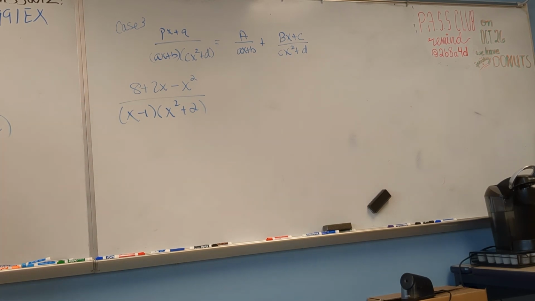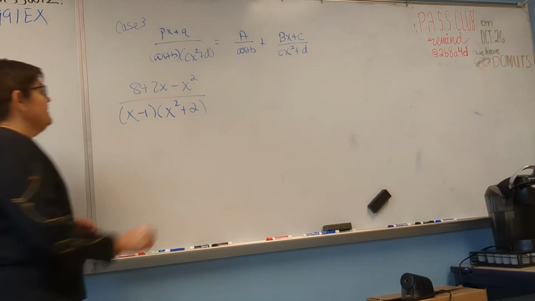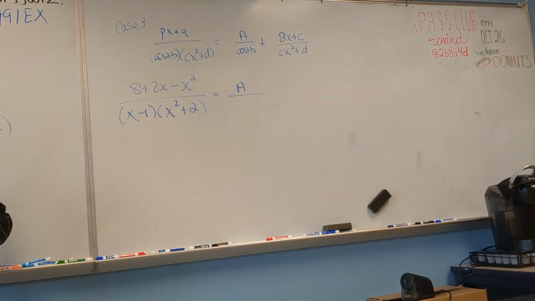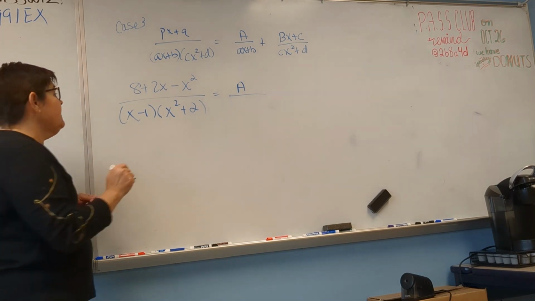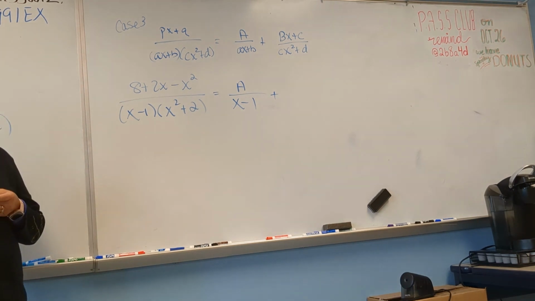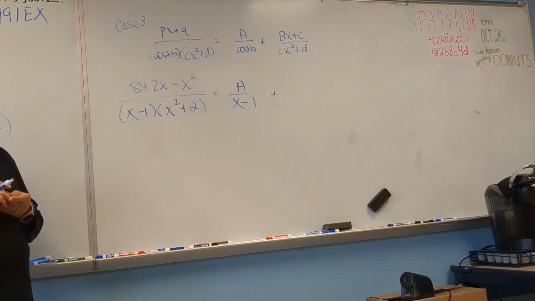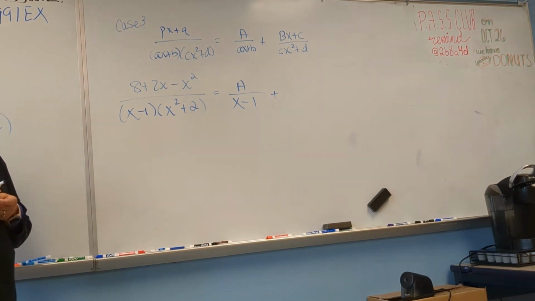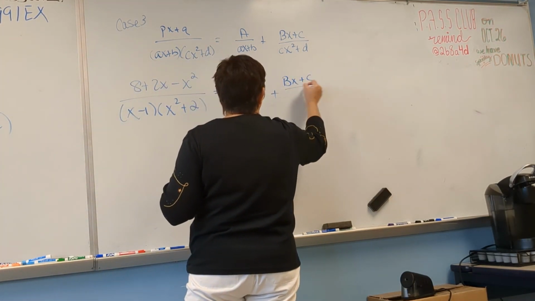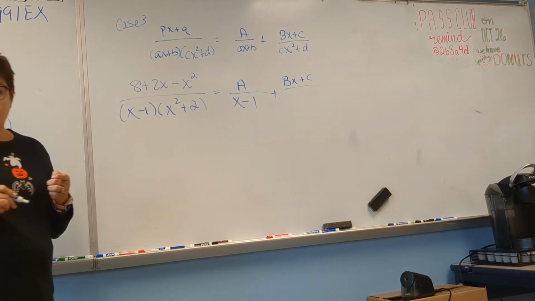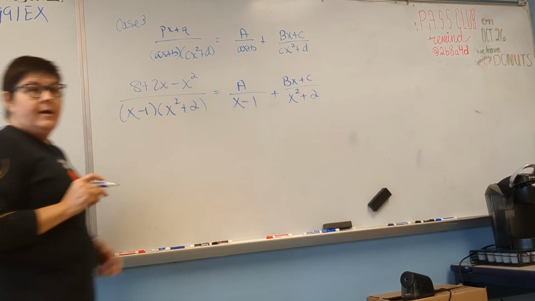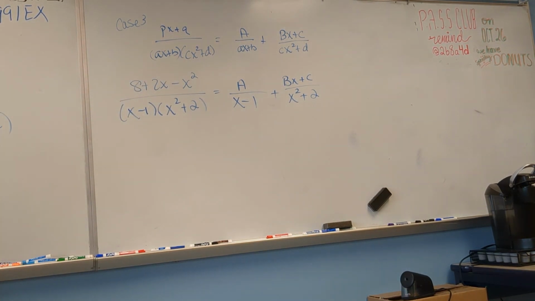Okay, now how do I rewrite this? A over what? X minus 1. And then what do I write for the next piece of this? Bx plus c over x squared plus 2. All right, have I lost anybody or are we cool?